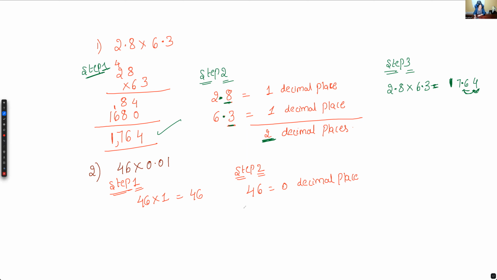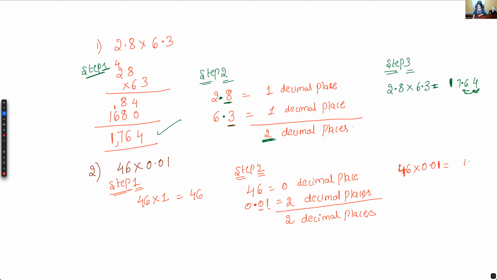Now in 0.01, we have two decimal places, like 1 and 2. So keep two decimal places. Now we'll add both of them: 0 plus 2 is 2 decimal places. Now in our final step, which is step 3, 46 times 0.01.